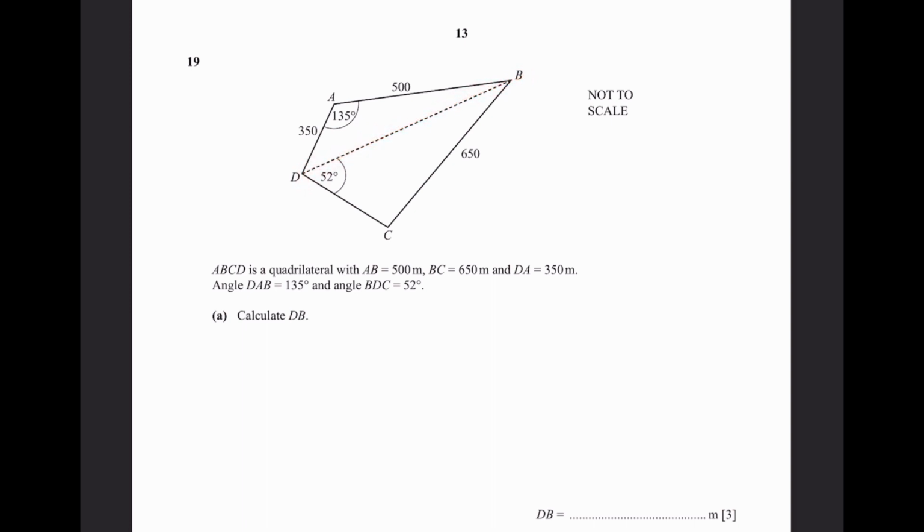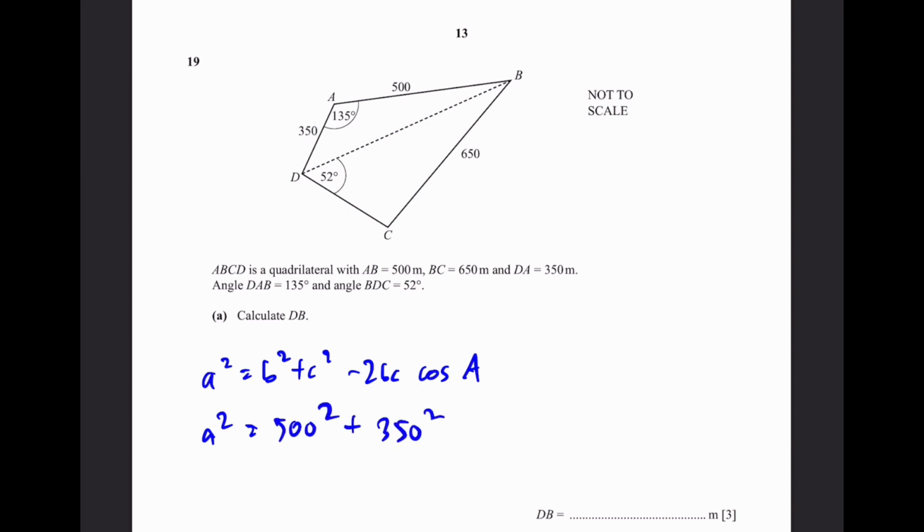So a squared equals b squared plus c squared minus 2bc cos A. And if you forgot what the cosine rule is, of course you can just refer to the front page of the paper, where I told you at the start of the video that there is a formula sheet, and you can always see this formula there. So a squared is equal to b squared, 500 squared, plus c squared, 350 squared. You can use b as 350 and c as 500. It doesn't really matter. The answer won't change. So 2 times 500 times 350 times the cosine of the angle between the two sides, 135.